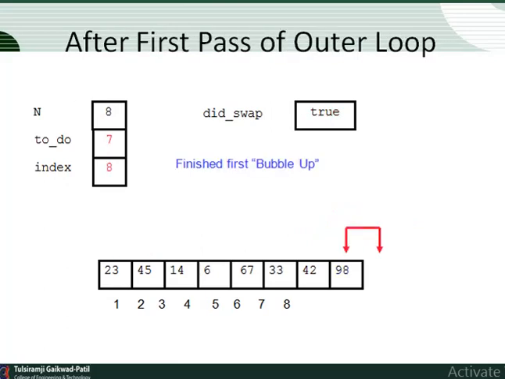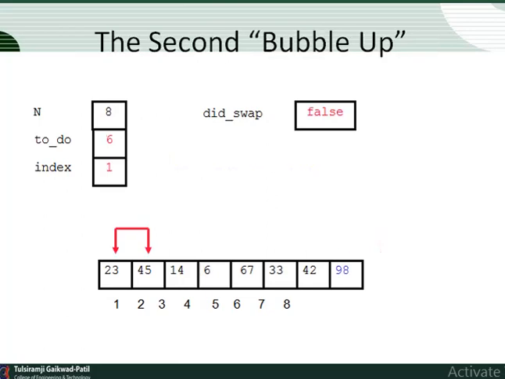This is the first bubble up, no need to swap again. Now 98 is on its appropriate position. Now we'll see that 23 and 45, no need of swap because 45 is greater than 23. 45 is compared with 14, definitely there is a need of swap. 45 may get its appropriate position now.